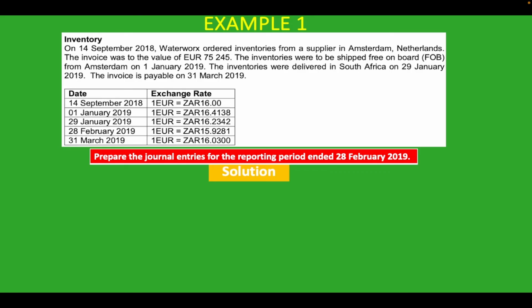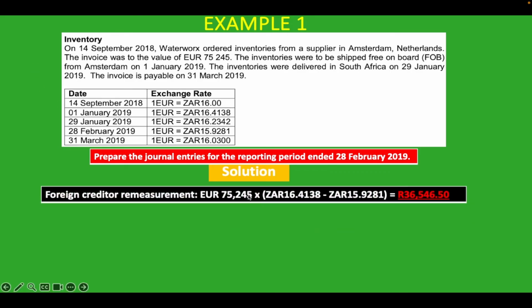I tried to explain it as best as I could, but that is what I like to do. So look at it here. We've got €75,245 multiplied by open bracket the rate at which I recorded the foreign creditor for the first time, which is the 16.4138, and then we deduct our current rate at year end, 15.9281, and you can see it gives us a positive 36,546 rand 50 cents. That means that it's a foreign exchange gain for me.